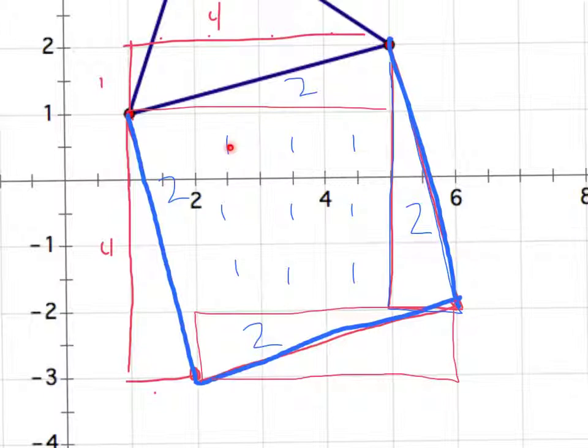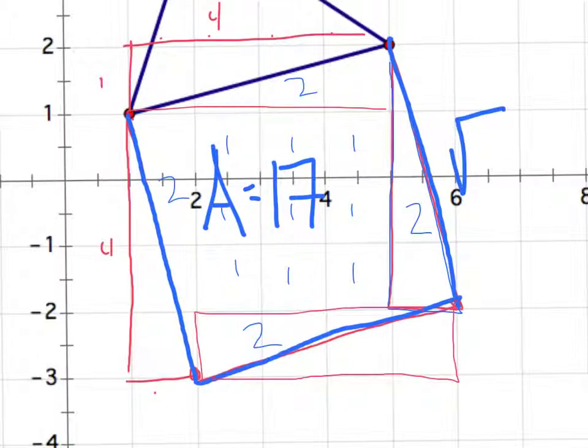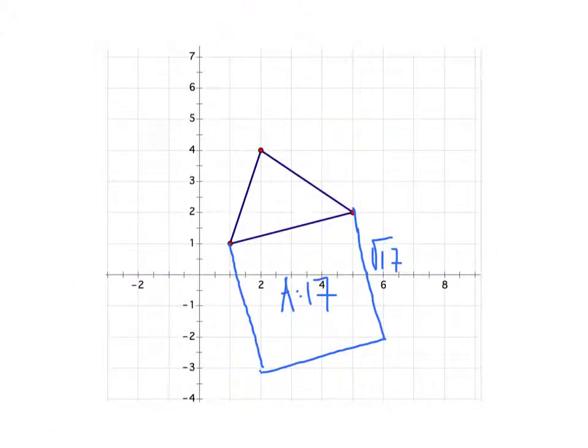2. Let's do this. 1, 2, 3, 4, 5, 6, 7, 8, 9, 10, 11, 12, 13, 14, 15, 16, 17. Great. So the area of this thing is 17, which means that this side length is going to be the square root of 17. Okay, let's do this for the next side.